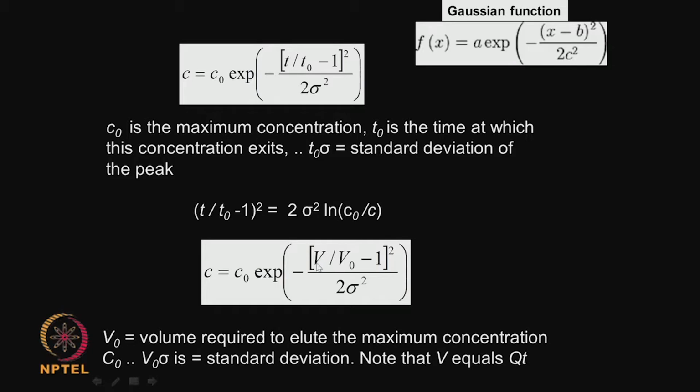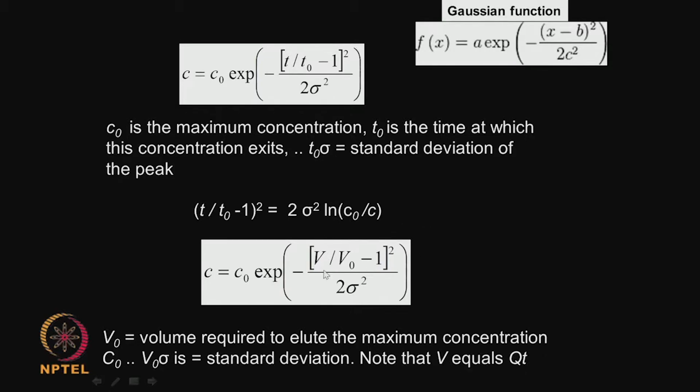Similarly, we can get another equation, just like retention time, for retention volume. That is the volume required to elute the maximum concentration. So, similar. Here the standard deviation will be V naught into sigma, just like T naught into sigma. Because I am comparing with the Gaussian equation, which you must have studied long back in statistics, the normal distribution or Gaussian distribution, if you compare that, we get T naught sigma as the standard deviation, or V naught sigma as the standard deviation.